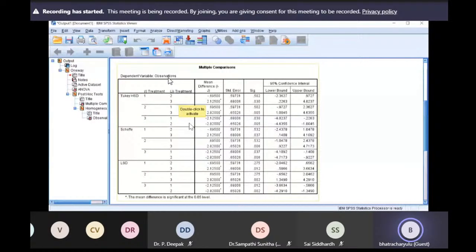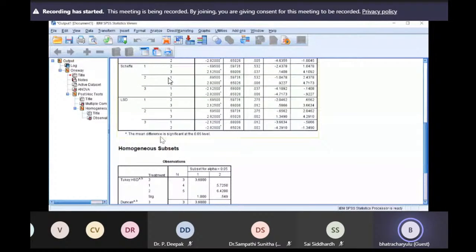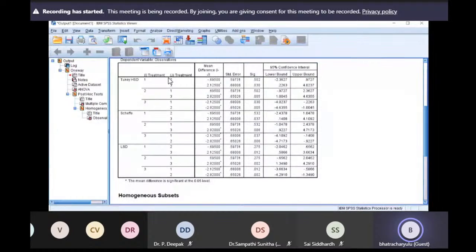And here, whatever the star, it shows whether it is accepted or rejected. So here the star is indicating the value. Just scroll down, and the star is mentioned here. The mean difference is significant at the 5% level, because the level of significance that I set is 0.05. So in the t-test that is evaluated, wherever the star is there, that means between 1 and 3 there is a significant difference.